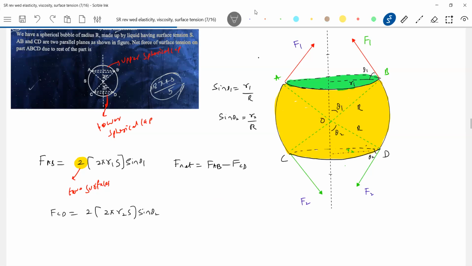Anybody? I think you have to work out a lot of maths. I think this will be 4 pi r square, 4 pi r.